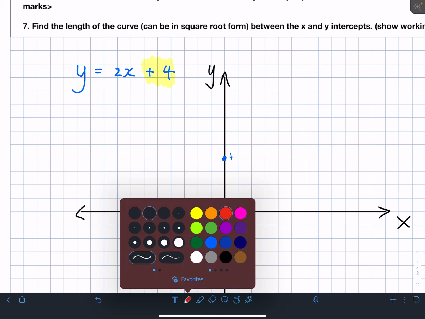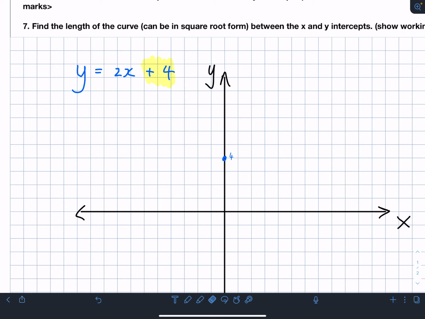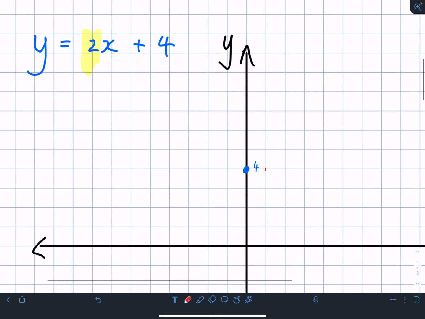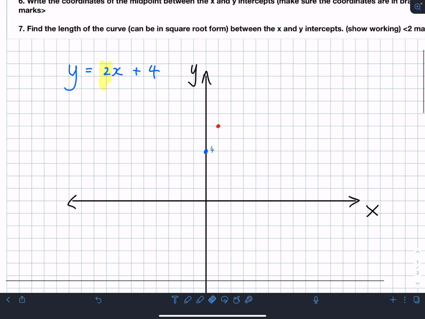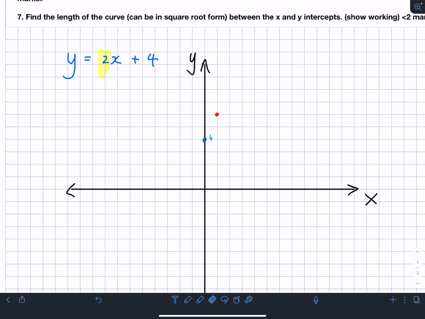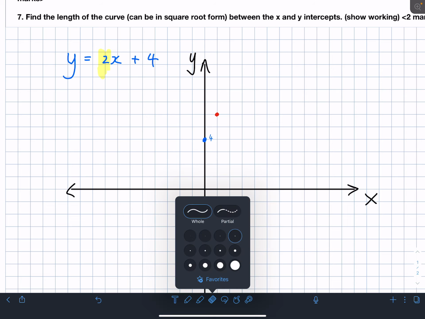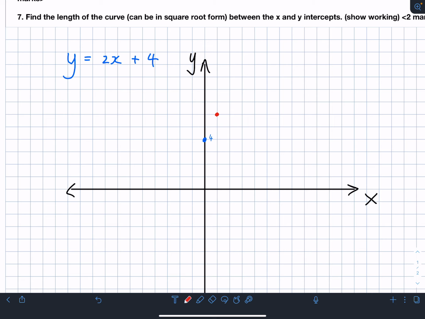Next, in order to sketch this curve, we're going to look at the 2 part of the 2x. And so what that means is we've got a slope of 2 on this curve. To work out the slope, for every 1 unit we go across to the right, we're going to go 1, 2, 2 units up. So every 1 to the right, 2 units up. So we've got a blue dot for our y-intercept of 4, and we've got a red dot to show our slope of 2.